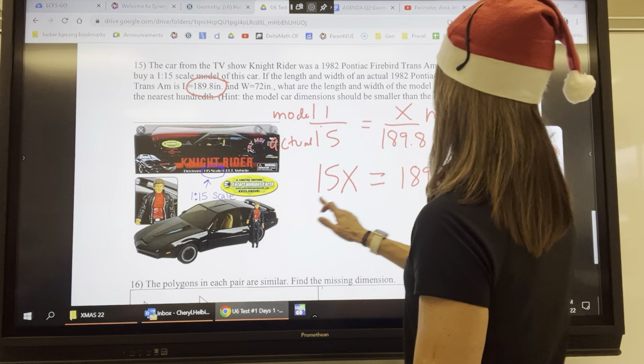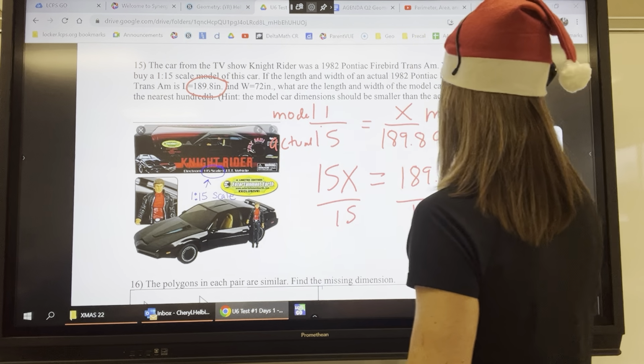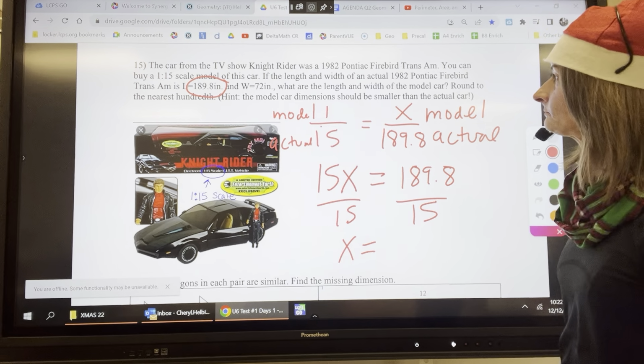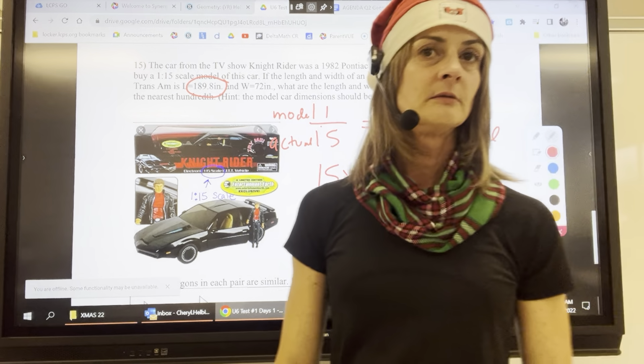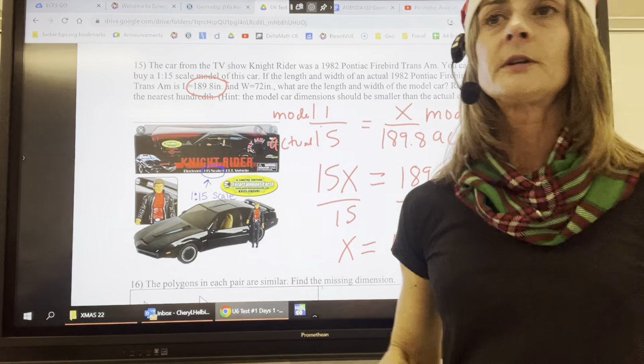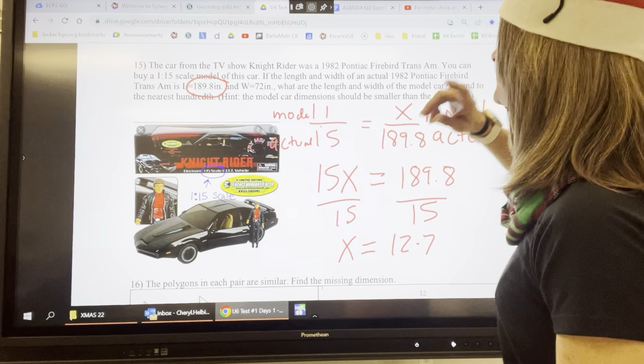Can someone do this on the calculator? What are you getting? 12.7. Did anyone else get 12.7? Confirmed, 12.7. And then let's see, what are the units?